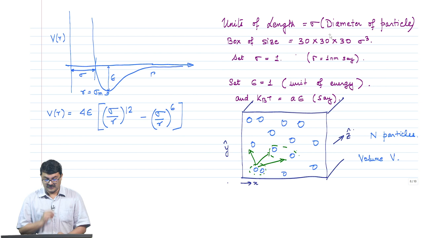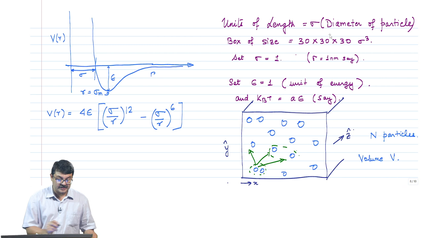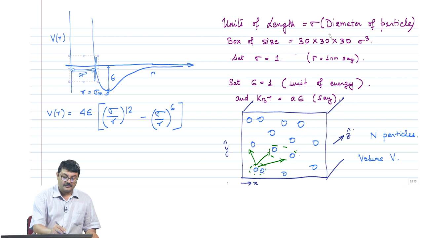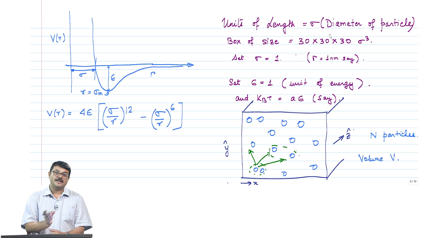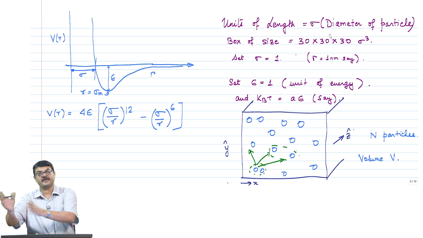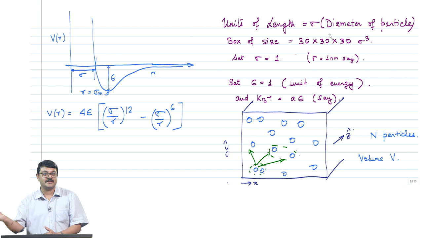Good. Now, you might have noticed that this point here where the potential goes to 0 is at sigma, when r equals sigma. So, when they are just touching, and that typically is set as the unit of length in our simulations, which means that you measure all other distances in terms of this value sigma. Okay, so that is for the Lennard-Jones. If you have a different potential, then you set your units suitably.